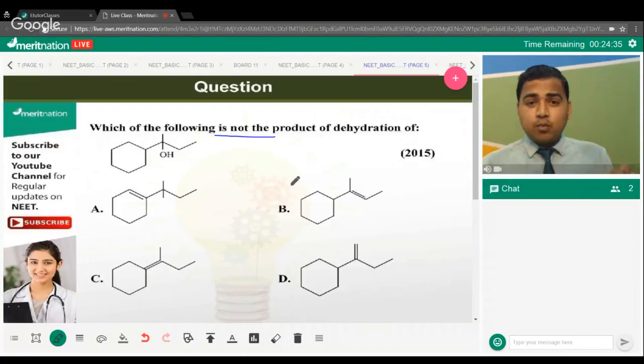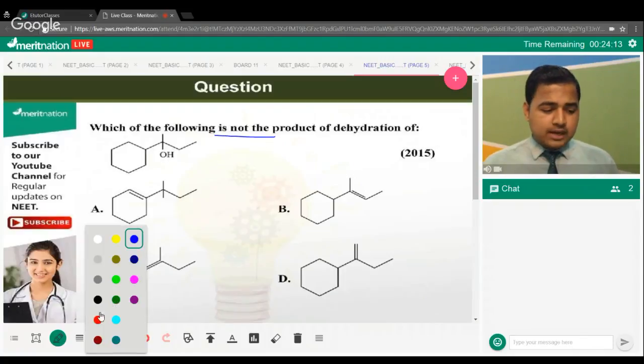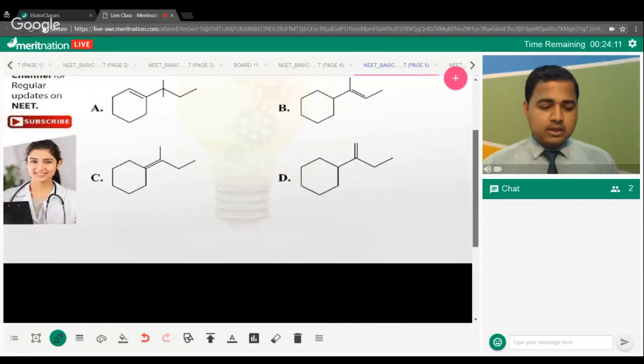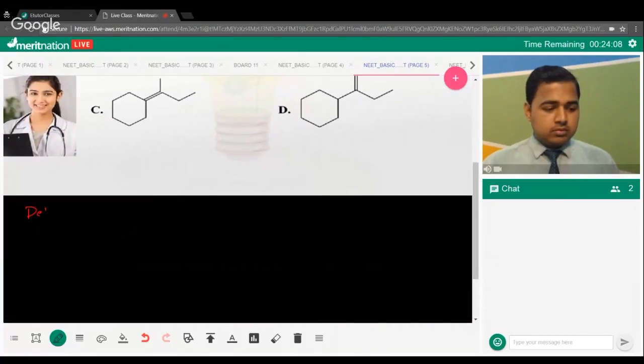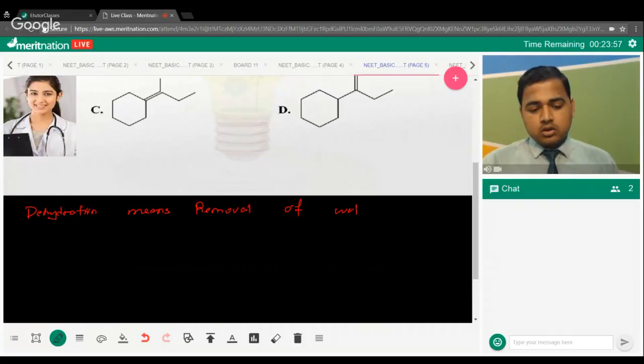Got it? Because we are habitual to determine the correct answers. So what happens? We just find the correct answer and tick it. But the question says tell me the wrong answer. Got it? So this should be in your habit. Most of the time this mistake is made by students. So which of the following is not the product of dehydration? Let's understand the meaning. Dehydration means removal of water.